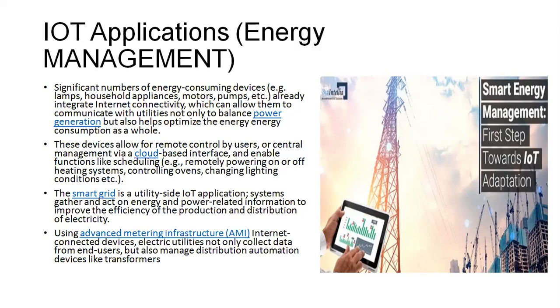The smart grid is a main example, and in the future IoT will be applied heavily in this sector, and many industries are also working on that. Using advanced metering infrastructure, AMI, internet-connected devices, electricity utilities not only collect data from the end user but also manage distribution automation devices like transformers. So these are some kinds of applications used on energy consumption.